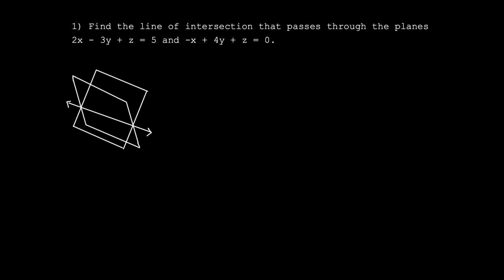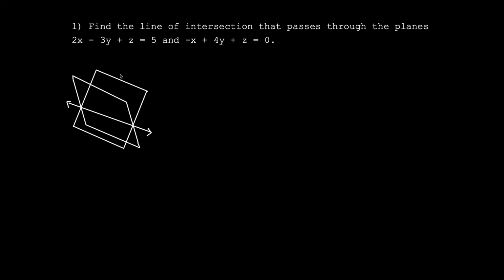As a rule of thumb, if you would like to try these problems before the solution is shown, please feel free to pause the video and do so. We're going to start with the line of intersection between two planes. This question says find the line of intersection that passes through the planes 2x minus 3y plus z equals 5 and negative x plus 4y plus z equals 0.